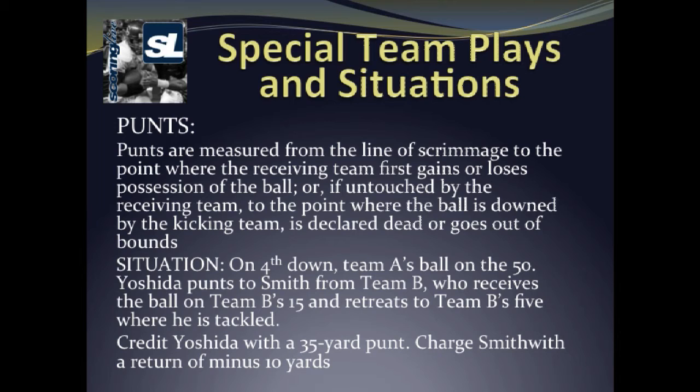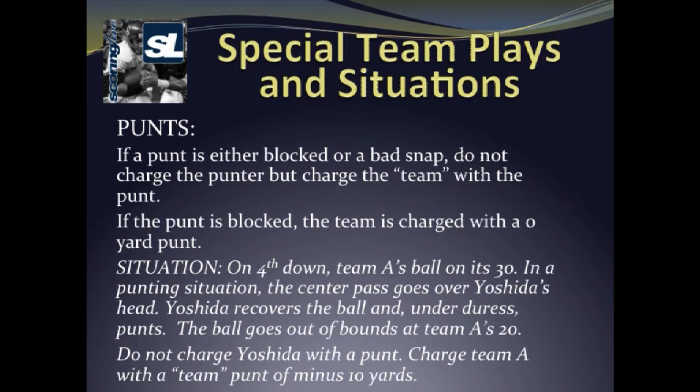Okay? So on fourth down, Team A's ball on the 50. Yoshida punts the ball to Smith from Team B, who receives the ball at the 15, retreats to the 5-yard line where he is tackled. Okay? So the punt goes from the 50 to the 15. So how many yards is that? 35 yards. So we're going to credit Yoshida with 35 yards on the punt, and we're going to charge Smith with a return of minus 10 because he goes from the 15 to the 5. Okay? Pretty much straightforward.